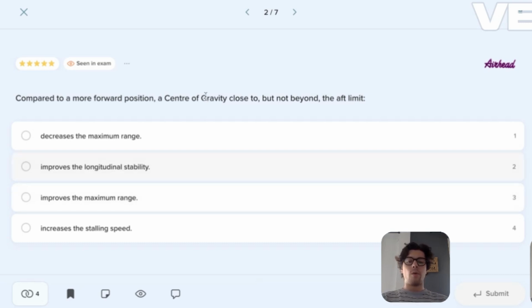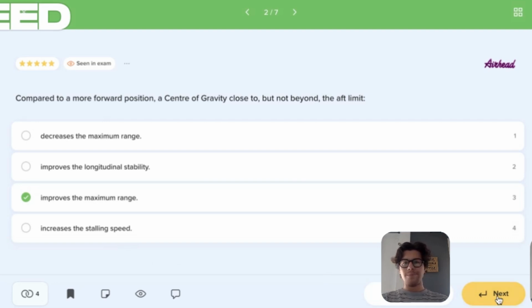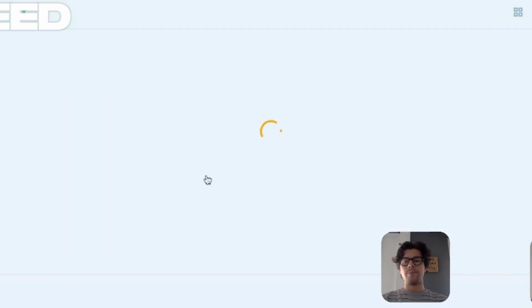And knowing all this, going back to the question, if the CG is at the aft, that will decrease the longitudinal stability, it will improve range, and it will decrease the stalling speed. So this one is not correct. These questions are also quite popular in mass and balance, so if you understand the principles today, it will definitely help with your future exams.